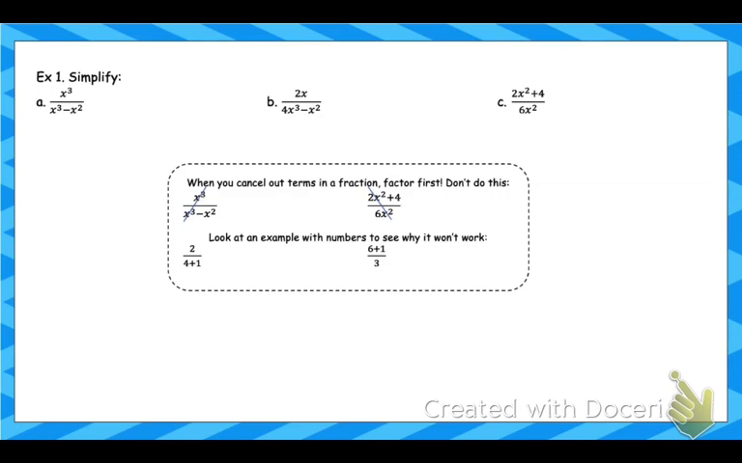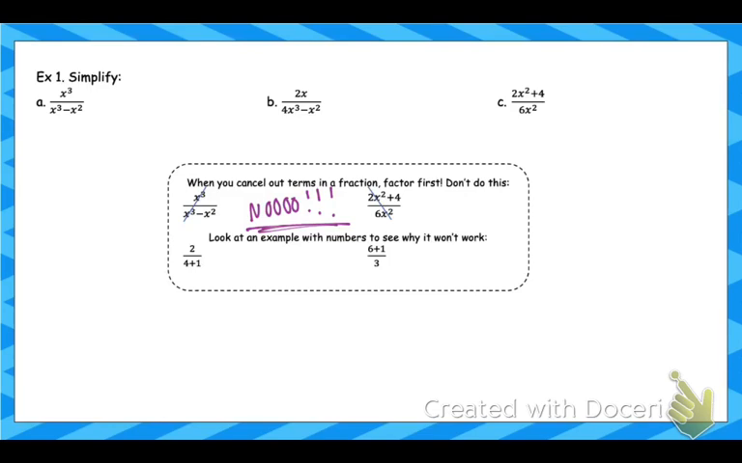So let's look at this first one, okay? X cubed over x cubed minus x squared. A lot of times, like I said, you want to just cancel out those x cubes. You cannot do that. Don't do that, okay? Very, very bad. So let's look at some numbers in its place, okay?